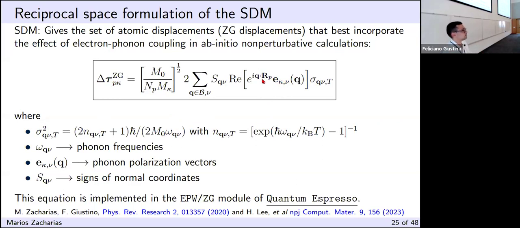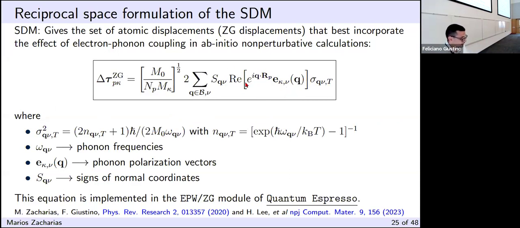So we can generate a supercell size of 1,000 by 1,000 by 1,000. Of course, computationally we cannot compute it, but the main point is that you can compute the phonons for a Q grid that you like, and then you can generate displacements for any supercell size. So this is actually the equation implemented in the ZG code that you will learn to use later in the afternoon.